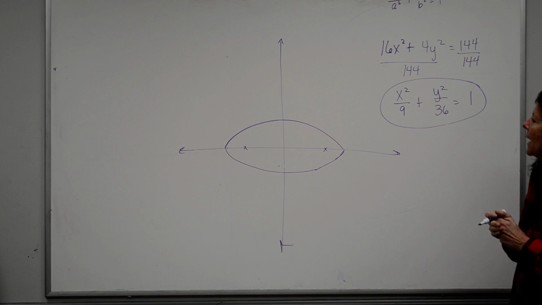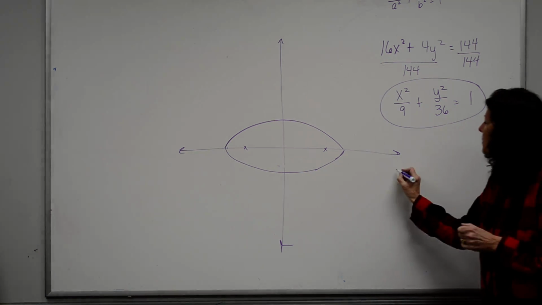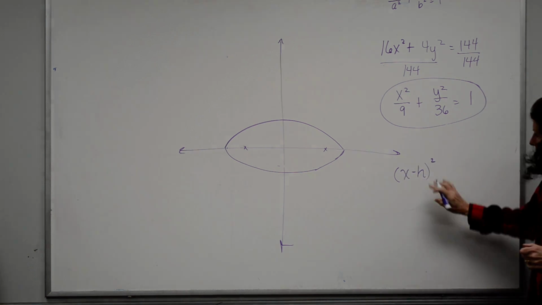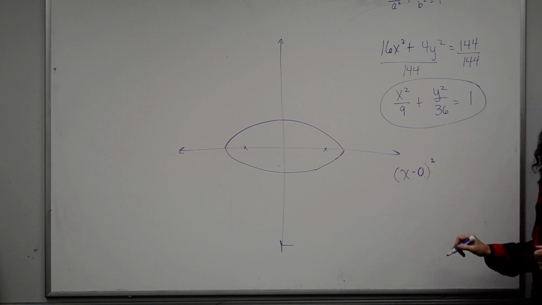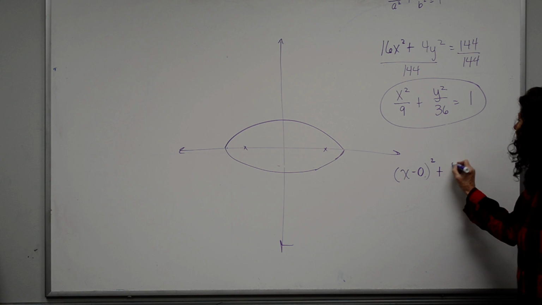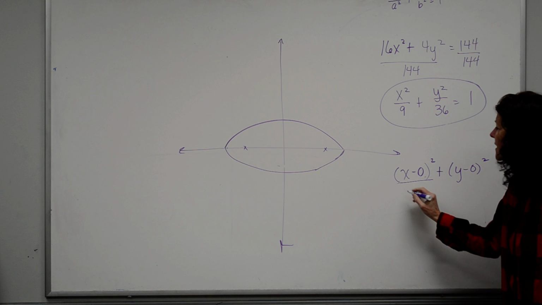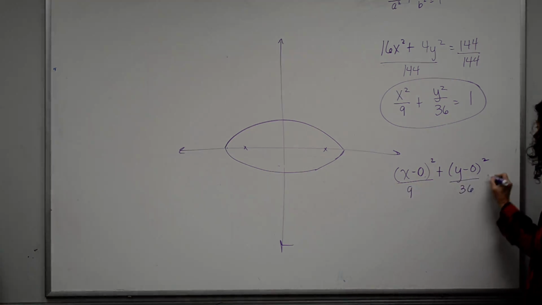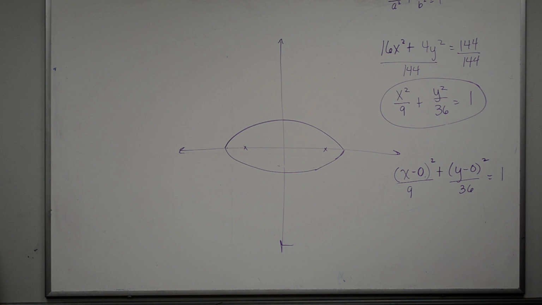So I'm going to go down here, and it's not exactly in the right form. But I can put it in the right form by writing x minus h, and in this case my h is 0, because I don't want to change it. And I have y minus 0 squared. This is going to be over 9, and this is going to be over 36, equals 1. Now it's in the form that matches the equation on the right-hand side of my page, correct?